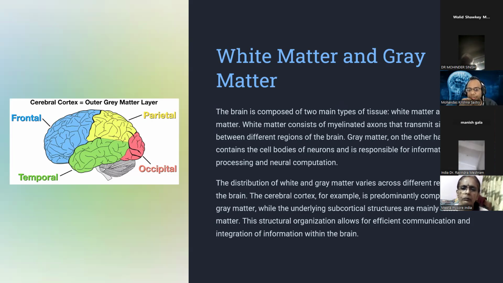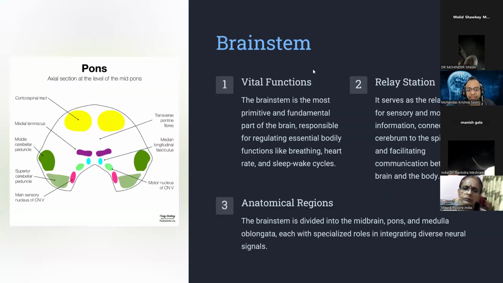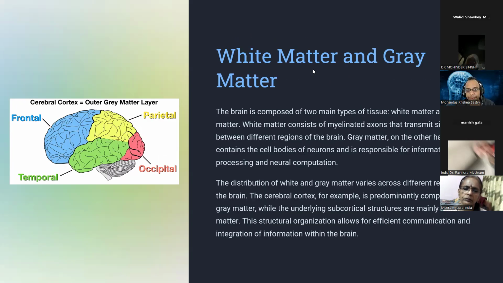The distribution of white matter and gray matter across different regions of the brain. The cerebral cortex, for example, is predominantly composed of gray matter, while underlying subcortical structures are mainly white matter. The structural organization allows for efficient communication and integration of information within the brain. That is why we call it the architecture of the brain. See, the architecture teaches us a very important thing. What?